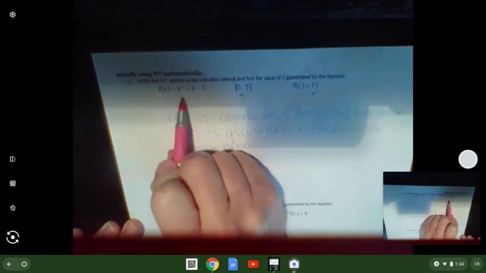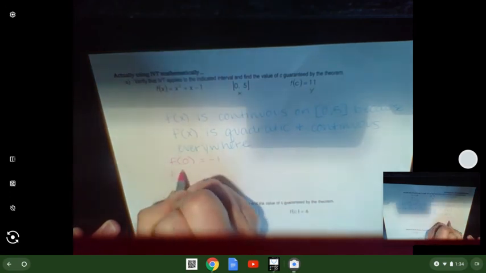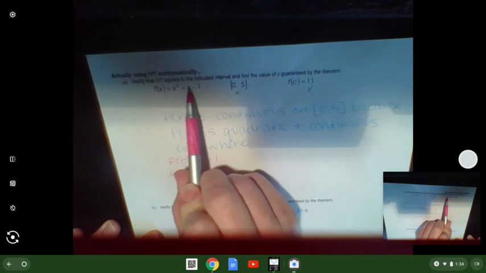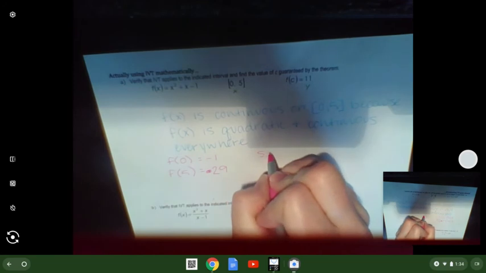Now this one's easy to do without a calculator. 0 squared is 0, plus 0 minus 1 is negative 1. And then I'm going to find f of 5. We got 25 plus 5 is 30, minus 1 is 29. I don't know why I put that minus there, only because I said minus 1. So positive 29.